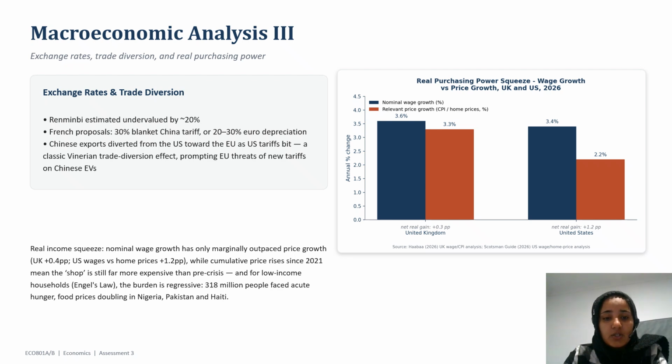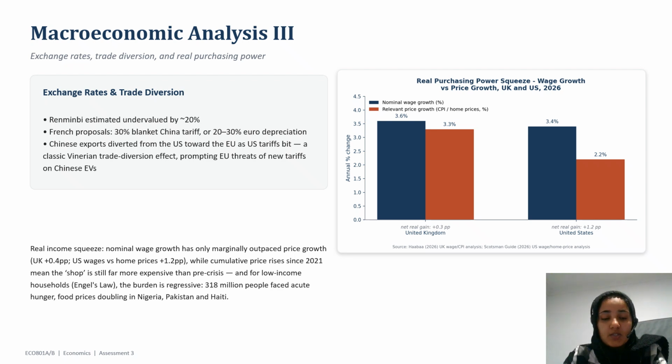It compares wage growth with price growth in the United Kingdom and the United States in 2026. In the UK, wages increased by 3.6%, while prices increased by 3.3%, so real wages grew only slightly. In the USA, wages increased by 3.4%, but prices increased by 2.2%, giving workers a slightly larger improvement in purchasing power.